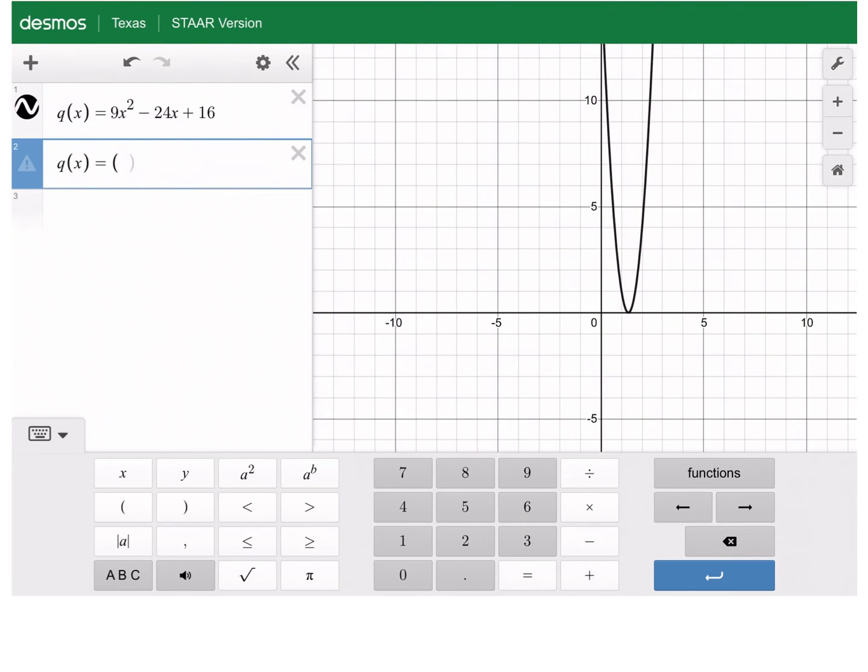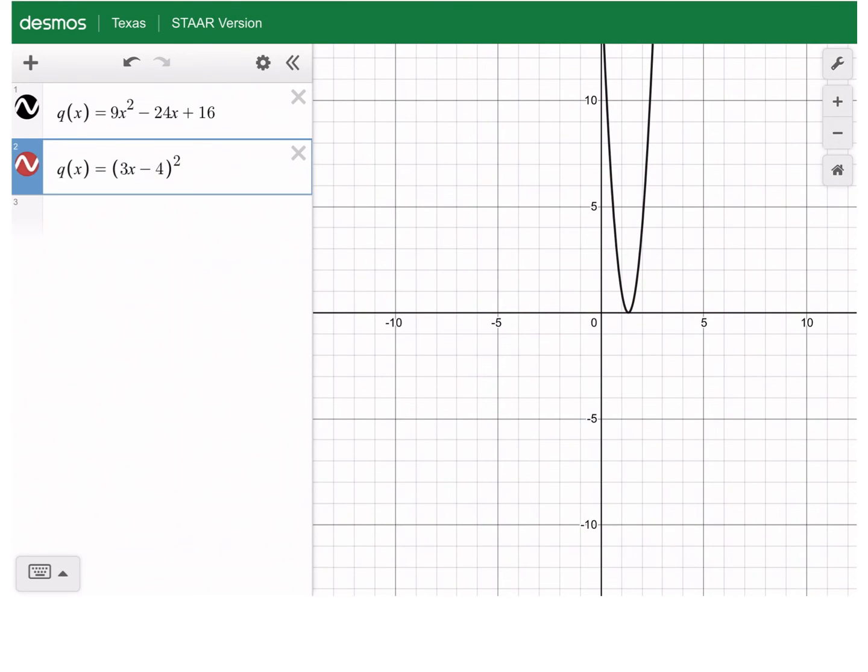So answer choice C has 9x plus 4 times x plus 4. And again, this would not be our answer. And so our last answer choice, we hope this one's right. We get 3x minus 4 squared. So notice that this red parabola was graphed right on top of the black one. So our answer would be D here.